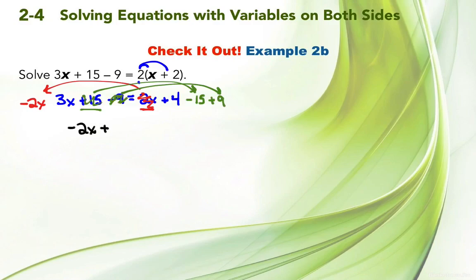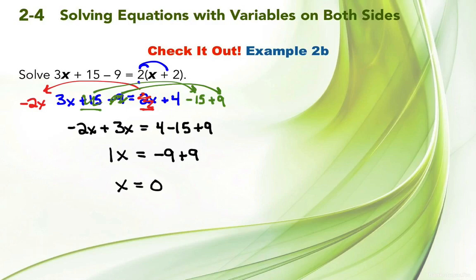Negative 2x plus 3x equals 4 minus 15 plus 9. Okay, so negative 2x plus 3x, that's going to be a 1x, so that works out nice. 4 minus 15, well, we have to subtract because they're opposites. One's positive, one's negative. Subtract, keep the sign of the bigger. So that's going to be a negative 9 plus 9. So negative 9 plus 9 is going to be 0. So there's our answer. x equals 0.